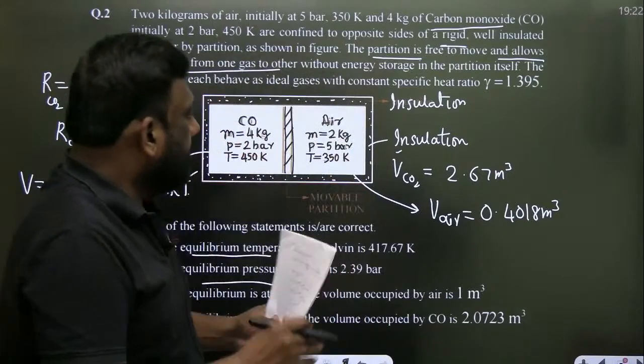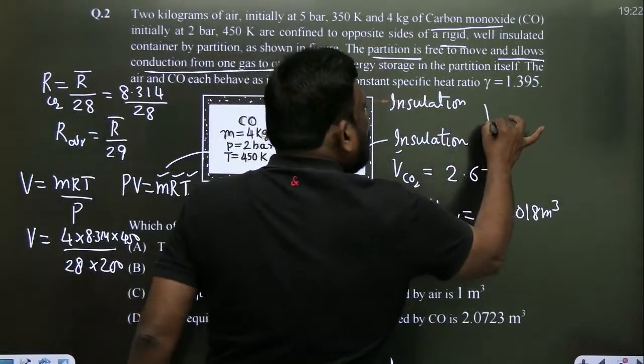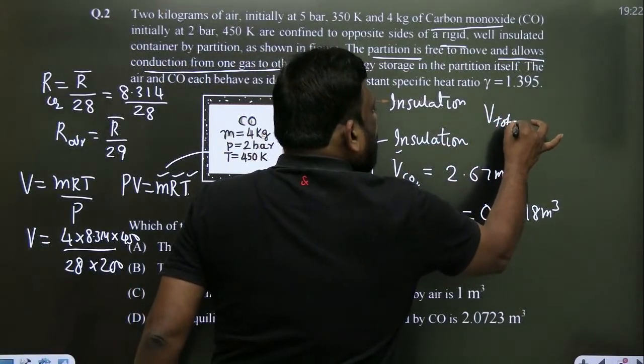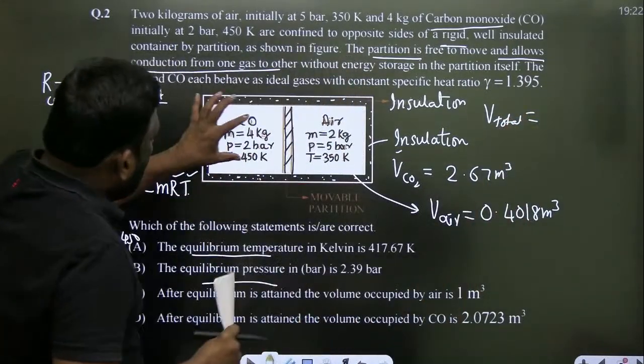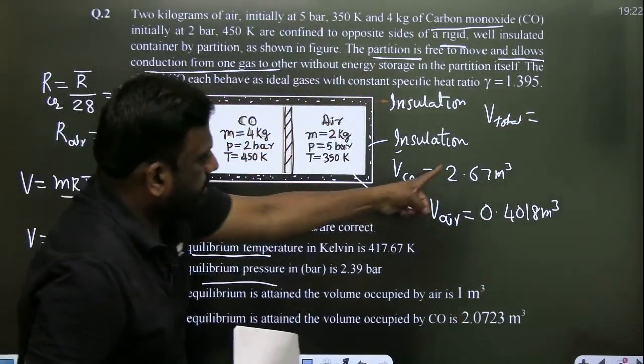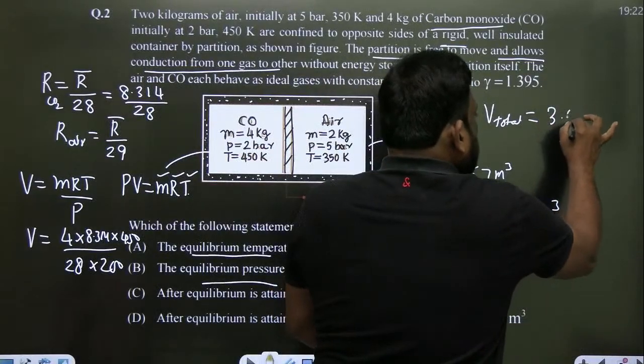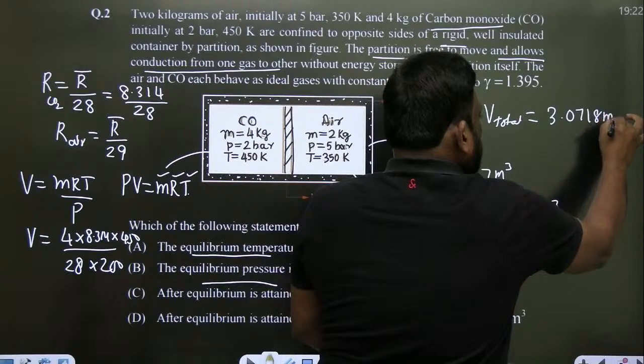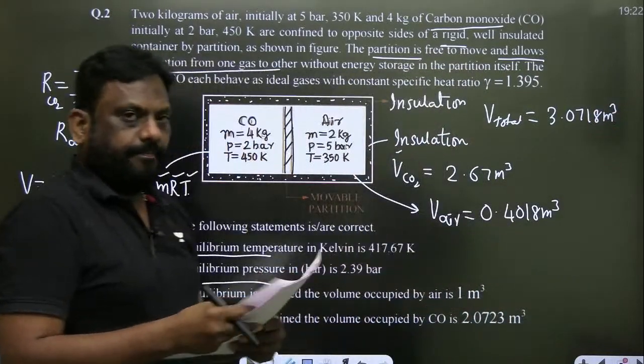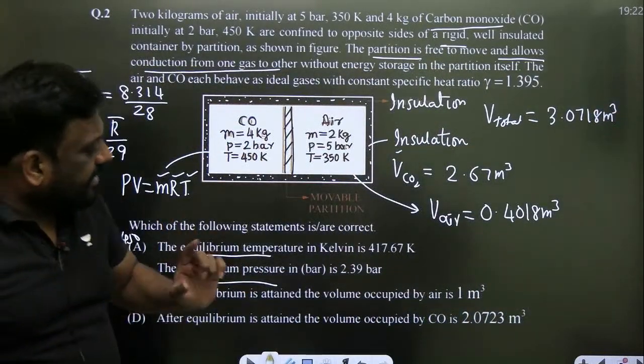Clear? Chalo. Now I'll calculate the total volume of the container. What is the total volume of the container? Volume of carbon monoxide plus volume of air. You add both. If I add both, I'm getting 3.0718 meter cube. Okay. Now what is the next step? I'll tell you.